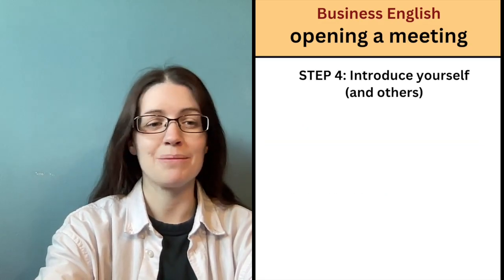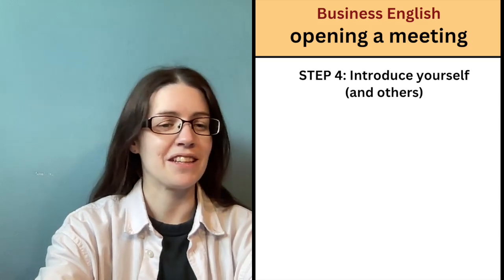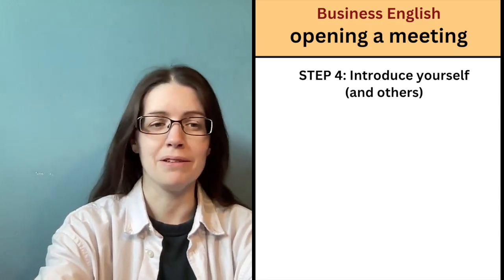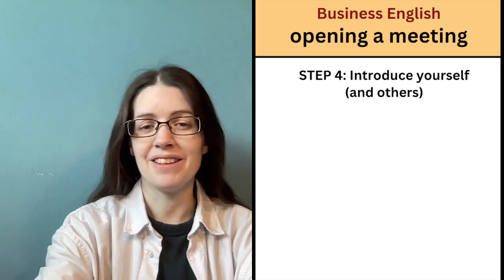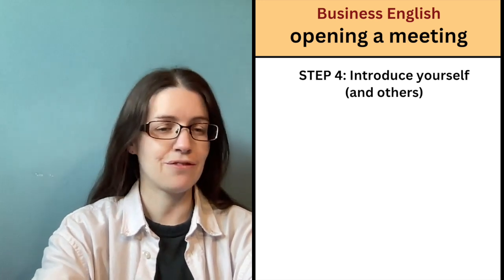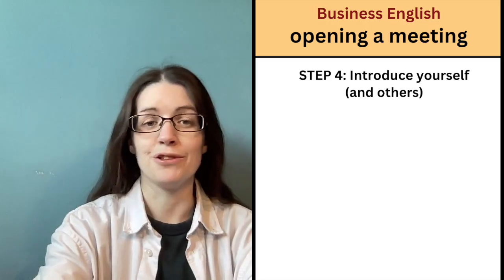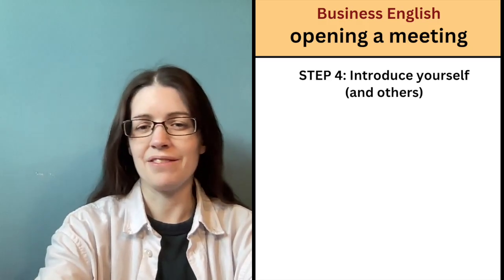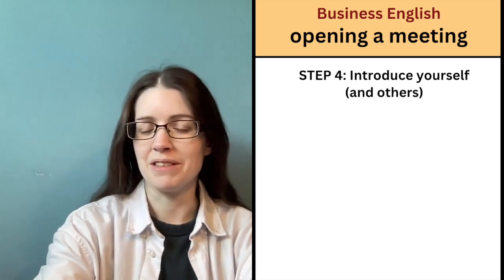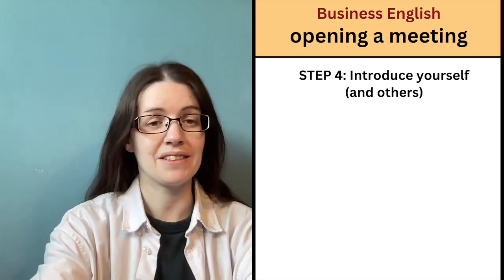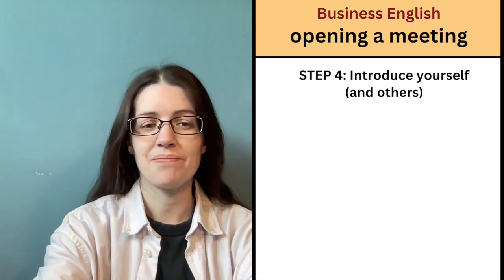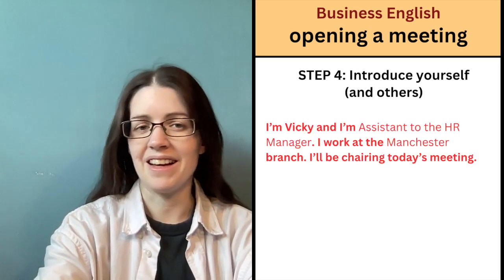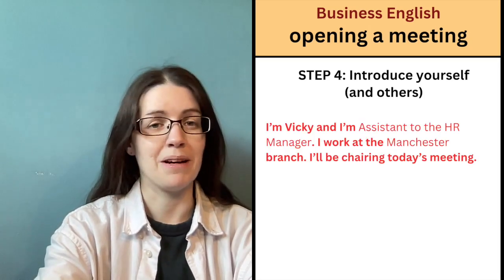The next step, number 4, is introducing yourself and maybe other people. If there are people there who don't know who you are, you can introduce yourself by saying your name and your job title. If there are people from many departments and many branch offices, you can say your department and location too. I'm Vicky and I'm assistant to the HR manager.